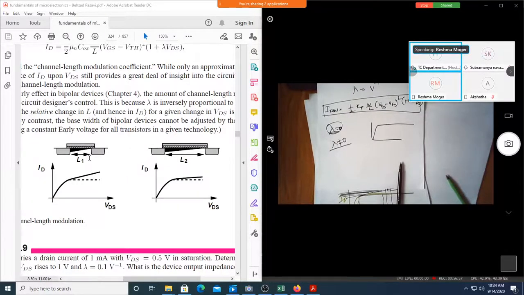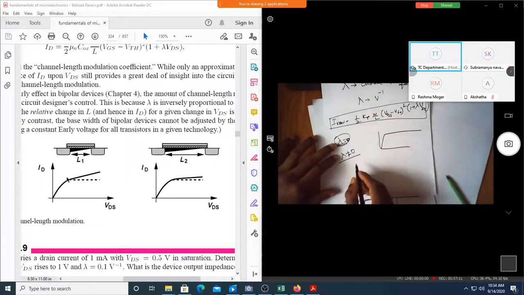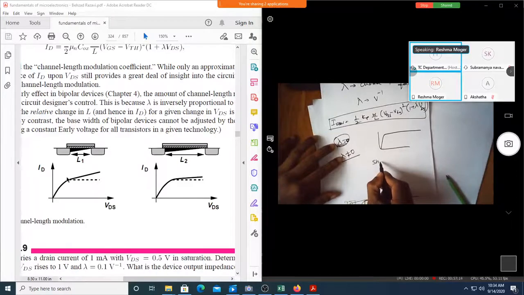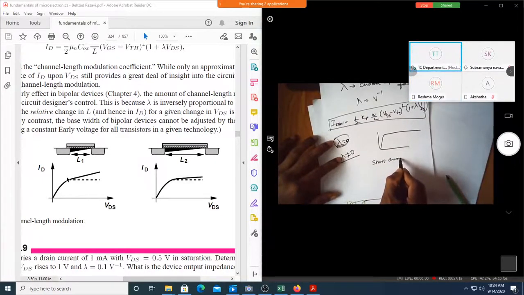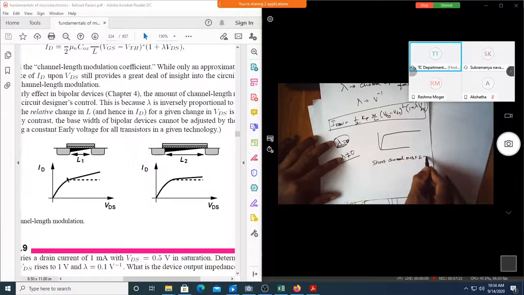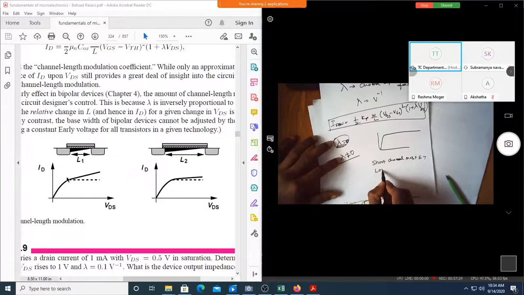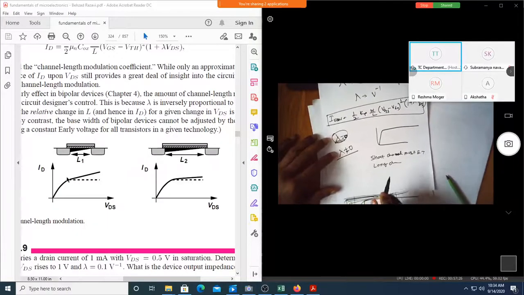We will define such a type of transistor having lesser length as a short channel MOSFET. This is a long channel MOSFET. This is L1 which is lesser. This is L2, a bit longer. This is a short channel. So the name of that device, it's still a MOSFET, but it is a short channel MOSFET because the channel is short, and the other one is a long channel MOSFET.